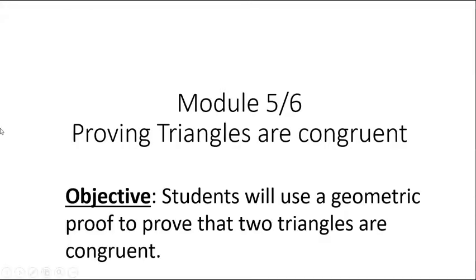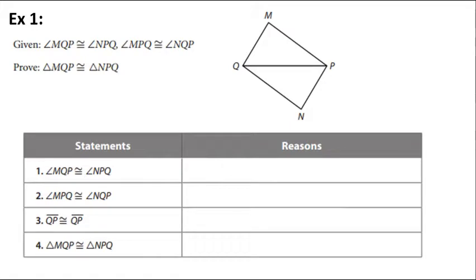Okay, so today we're going over Module 5 and 6, proving triangles are congruent. So our objective here is students will use a geometric proof to prove that two triangles are congruent. So let's get into example 1. So we're going to prove this statement that the two triangles here are congruent.